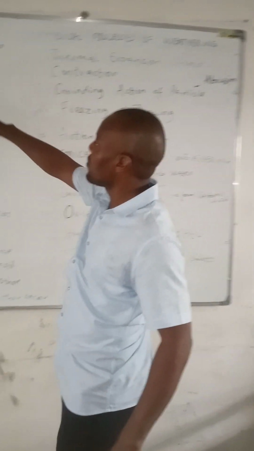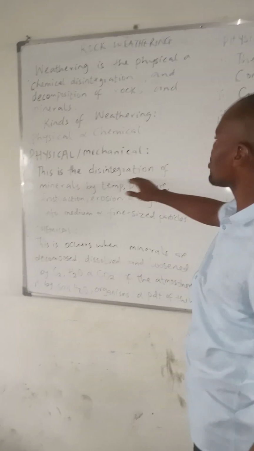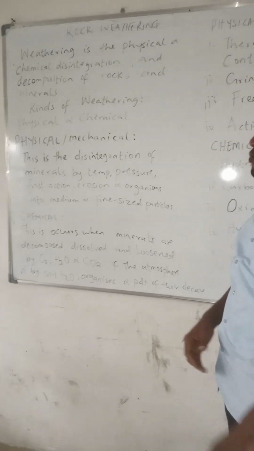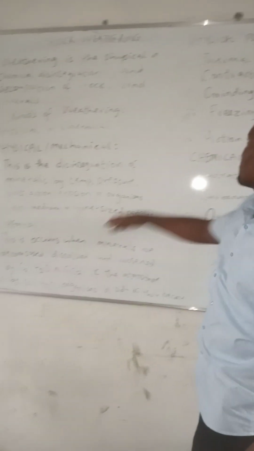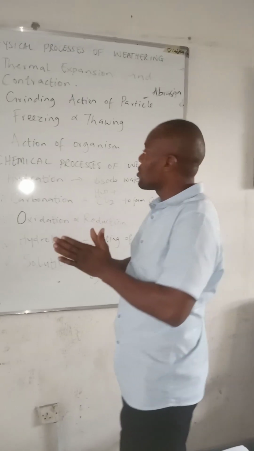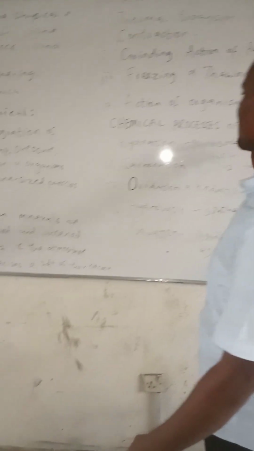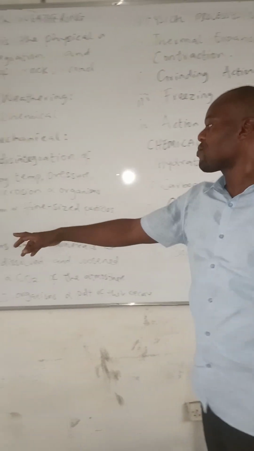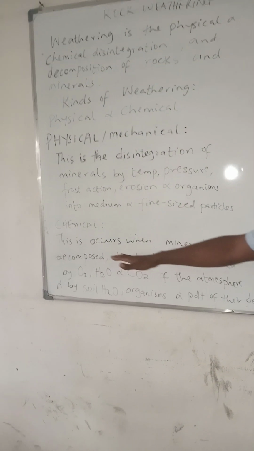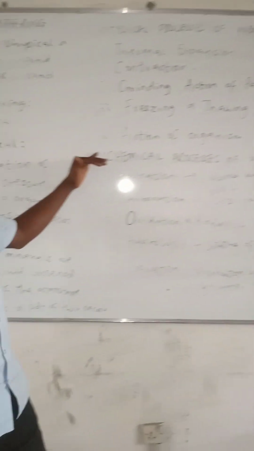Remember what we said about physical weathering. It is disintegration, breaking down of rock into finer particles. All these processes will break the lumps of the rock into finer particles. Now we have chemical processes of weathering. Recall, chemical processes involve the decomposition of minerals by water, oxygen, and carbon dioxide. We have about five chemical processes of weathering.